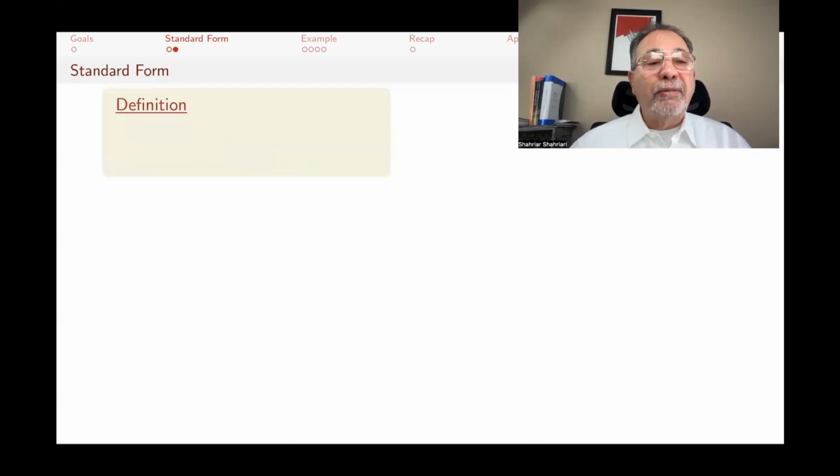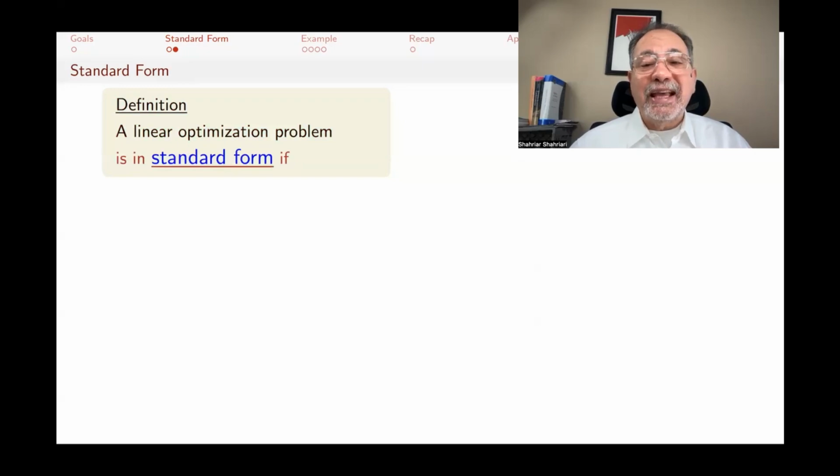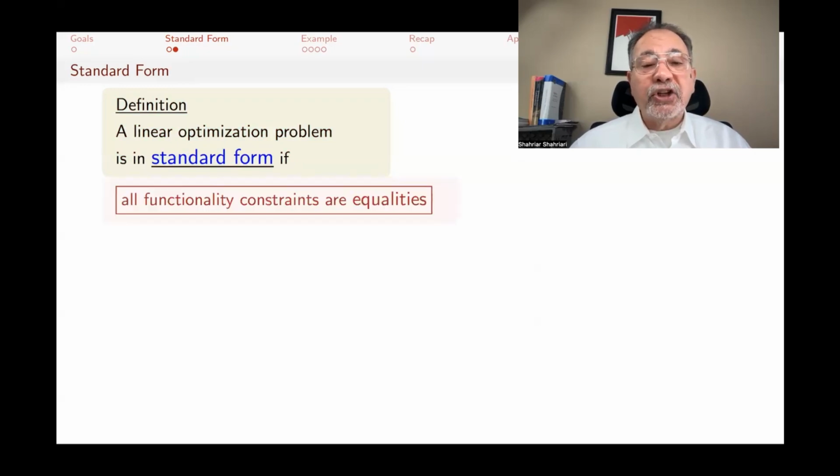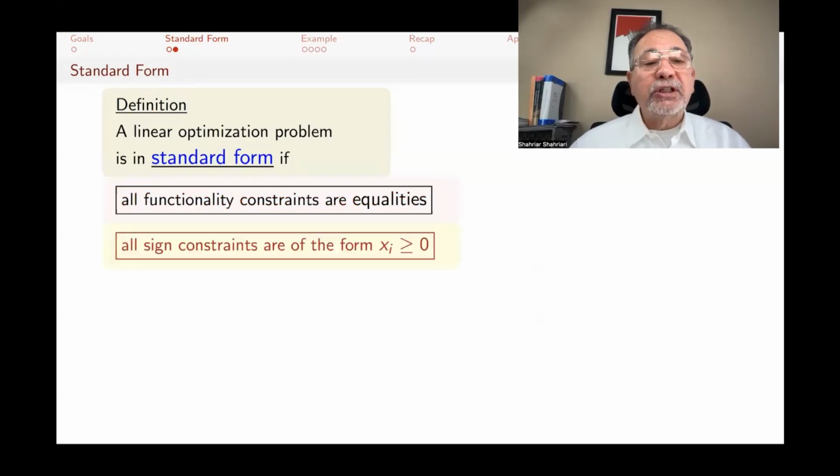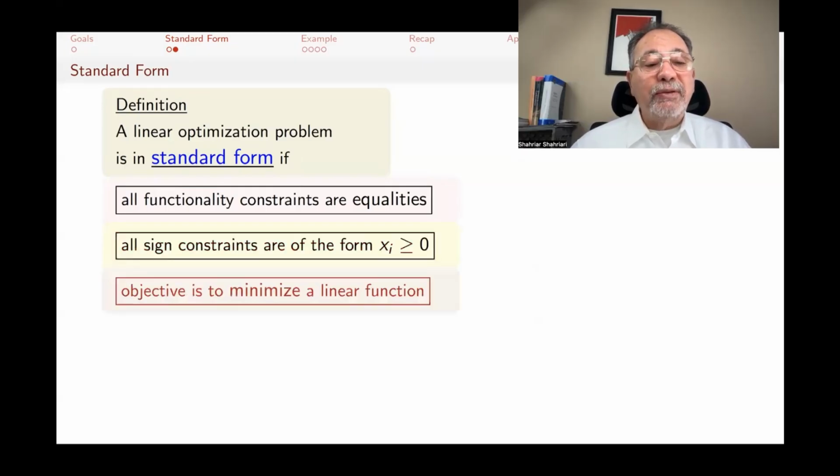Now I'm going to tell you what a standard form for a linear optimization problem is. A linear optimization problem is in standard form if all functionality constraints are equalities, there are no inequalities. All sign constraints are of the form x greater or equal to 0. For every decision variable, the range is x greater or equal to 0. And we want the objective to be minimize a linear function.